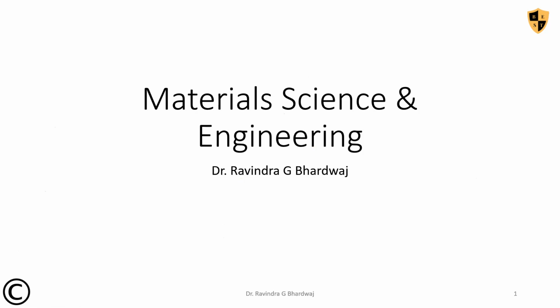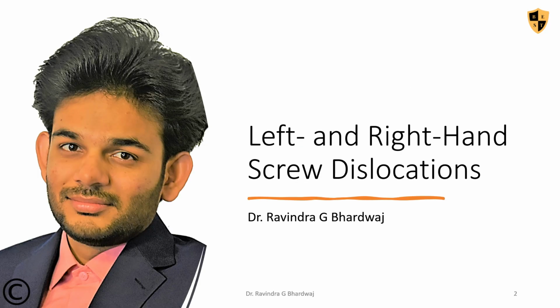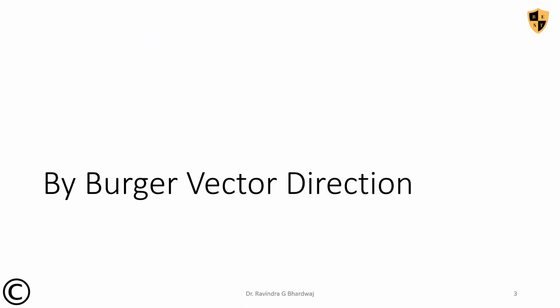Namaskar. Today we are going to see whether a screw dislocation is left-handed or right-handed. The first method is by Burgers vector direction. If we know the direction of the Burgers vector, from that we can interpret, or say, whether the screw dislocation is going to be left-handed or right-handed.